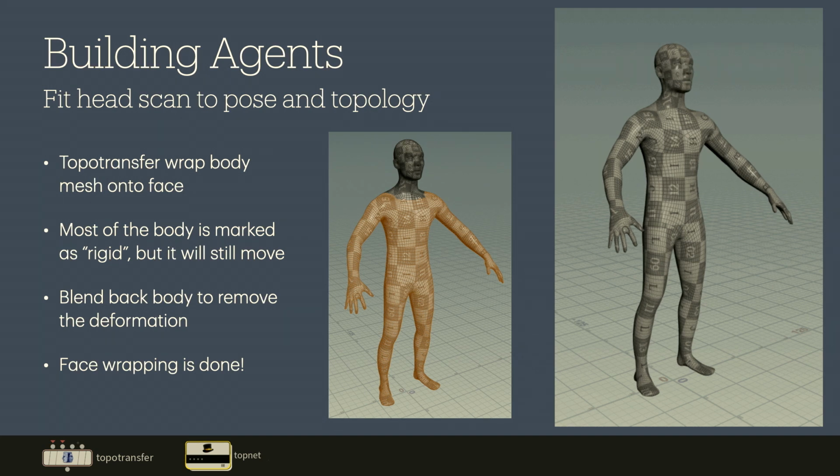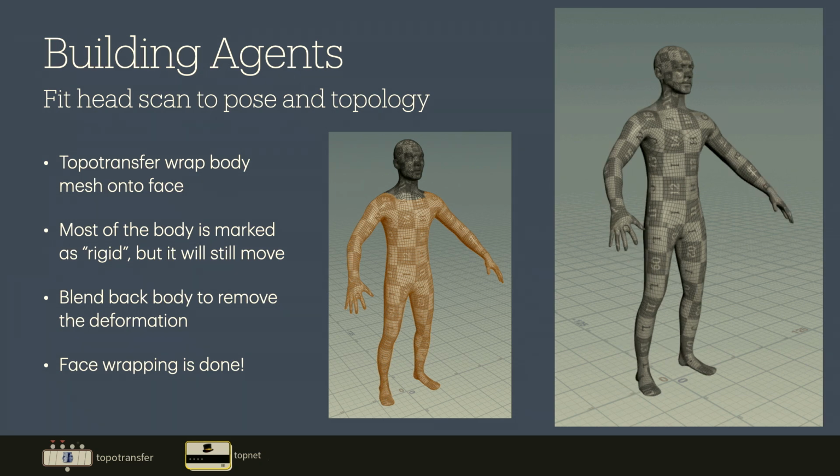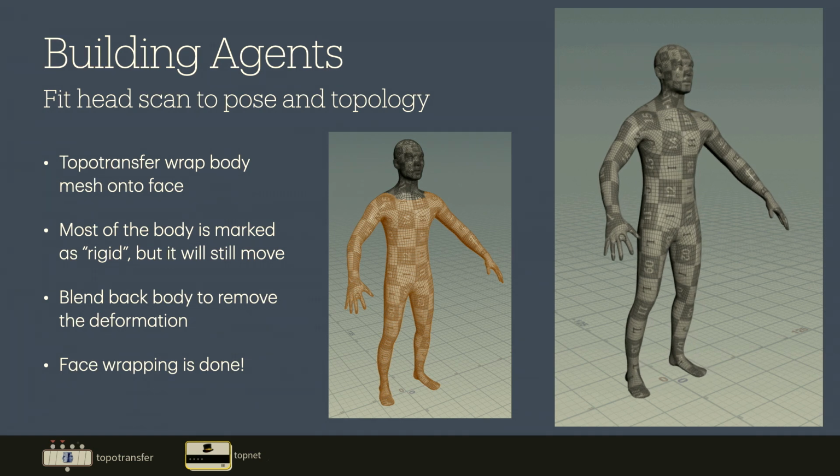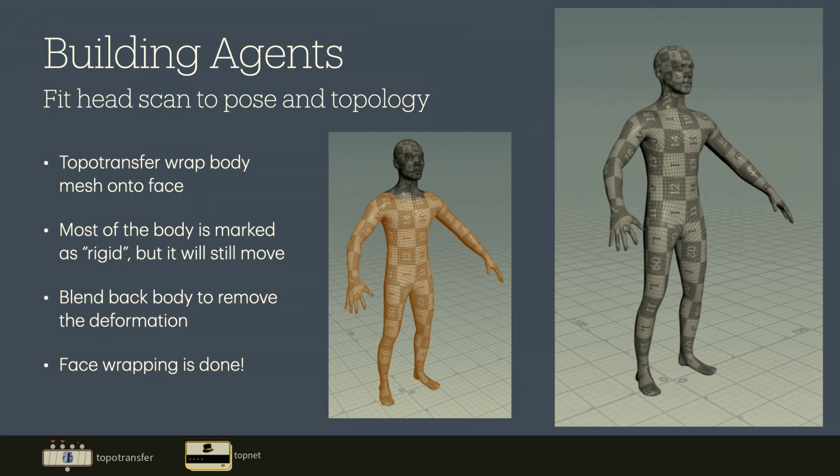Run the topo transfer, jiggle all the controls, try and figure out the right settings, and then give up and reset them back to the defaults. You should have a wrapped face, and after that's done, blend the body below the neck back into its original place. Our head scan is conformed and is now a blend shape.